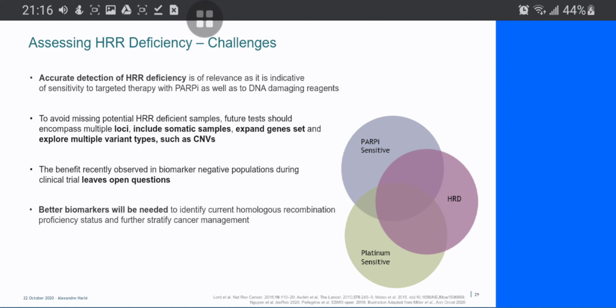Something that is questionable in the last published study is that some patients that are not identified as HR deficient still benefit from PARP inhibitors. And it probably means that these patients may have HR deficiency, but we are not able to detect it in the right way. And it means that we need better biomarkers to identify current HR proficiency status and further stratify cancer management.